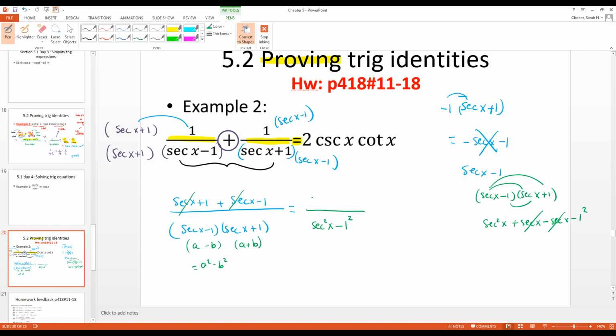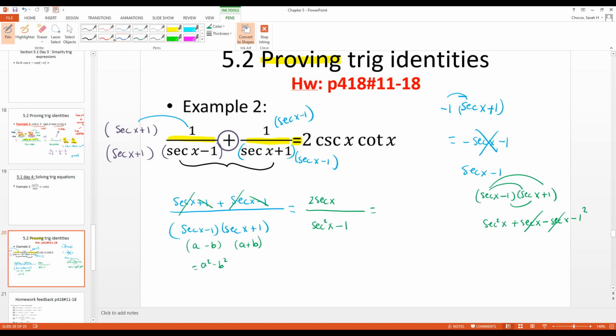Secant plus secant is 2 secant, and plus 1 minus 1 will cancel out. So we are left with 2 secant divided by secant squared minus 1. And again, that 1 squared is just a 1.